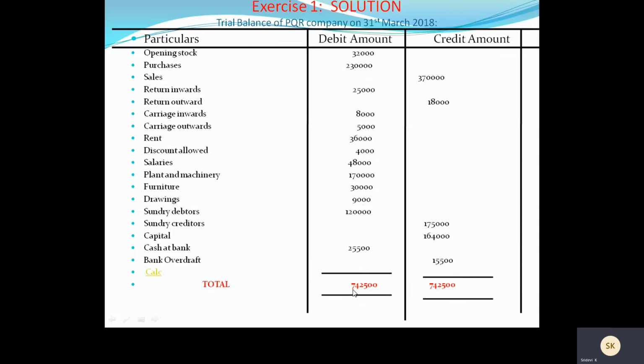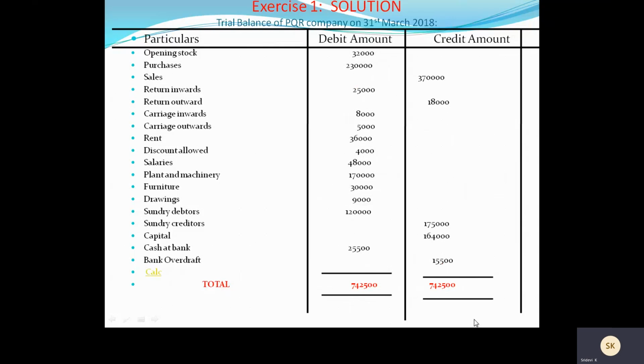For example, here you got 7,30,500 for the debit amount column, whereas you got 7,42,500. So 12,500 is a difference, no? The difference is there, no? So that is less in the debit amount column. So you show here that 12,500 as a suspense.